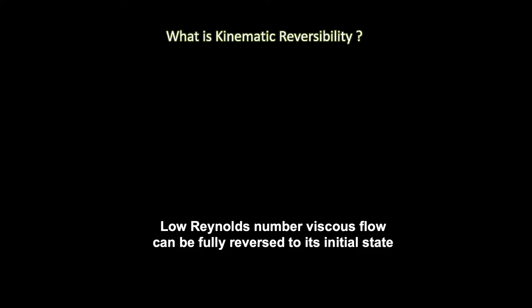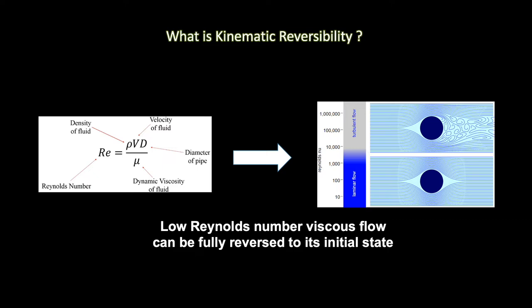To understand what is kinematic reversibility, we first have to understand what is a low Reynolds number viscous flow. So what is a Reynolds number? The Reynolds number is proportional to the ratio of inertial forces and viscous forces in a fluid flow. It determines whether a fluid flow is laminar or turbulent.